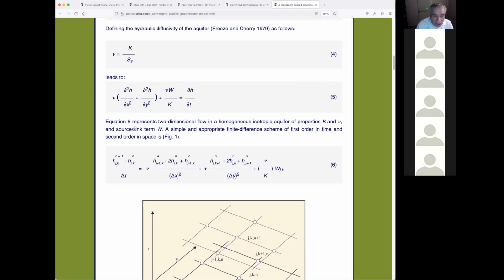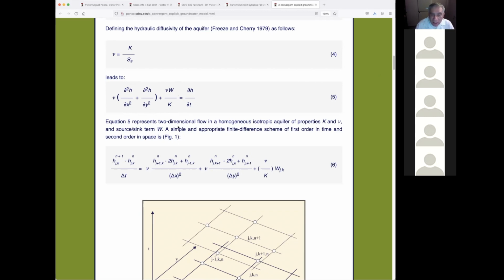So equation 5 represents 2-dimensional flow in a homogeneous isotropic aquifer of properties K and nu, and source sink term W. You can see K, nu, the sink term, the diffusivity, the second order, everything is structured nicely for this equation 5. Now, here's the crux of this whole thing.